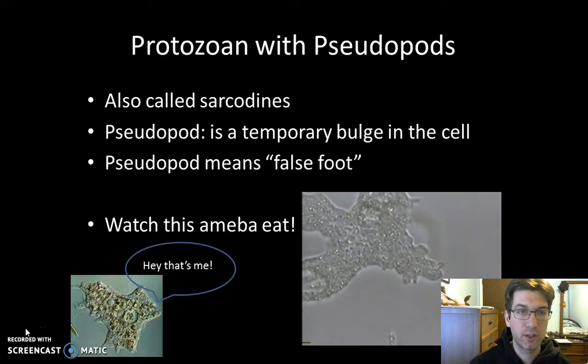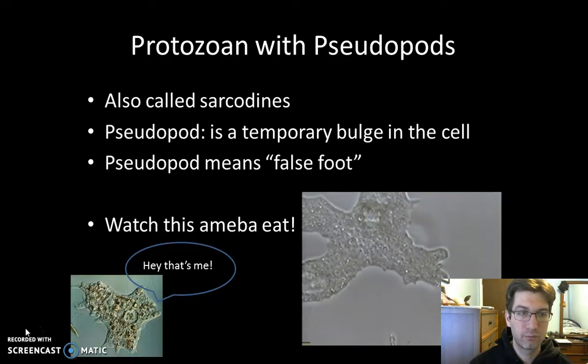So first we're going to look at pseudopods. These are also called sarcodines. The pseudopod is a temporary bulge in the cell. It literally means false foot. Pseudo means false, and pod means foot, so pseudopod means false foot.